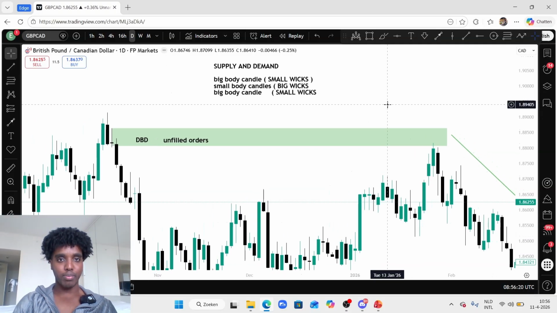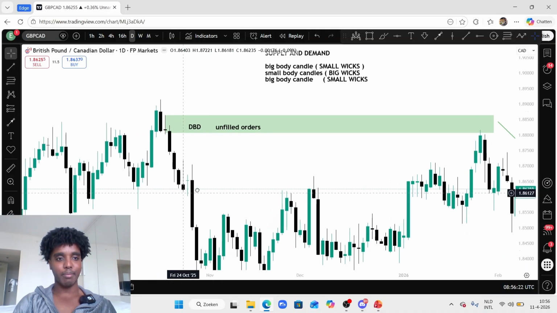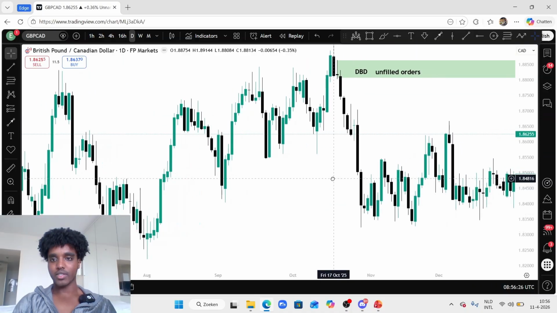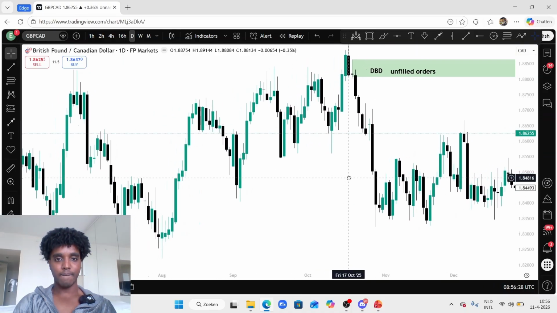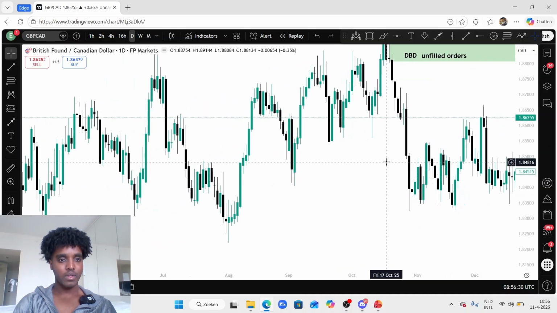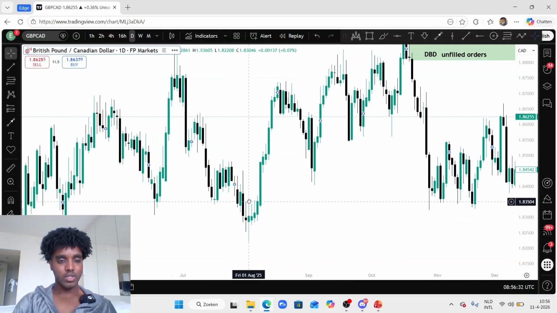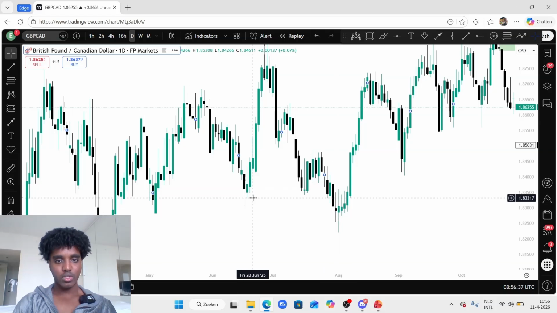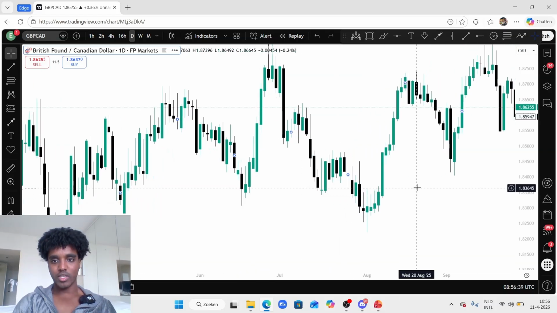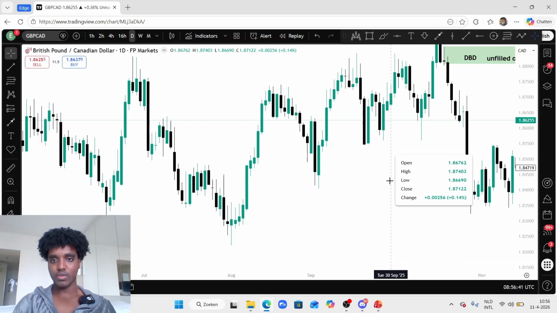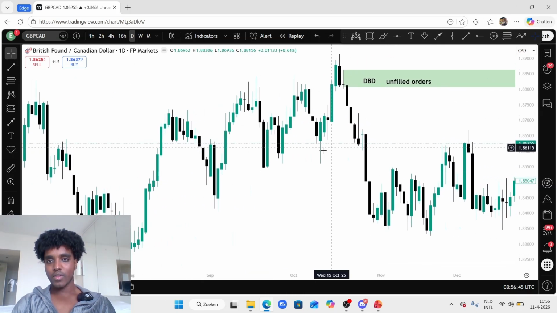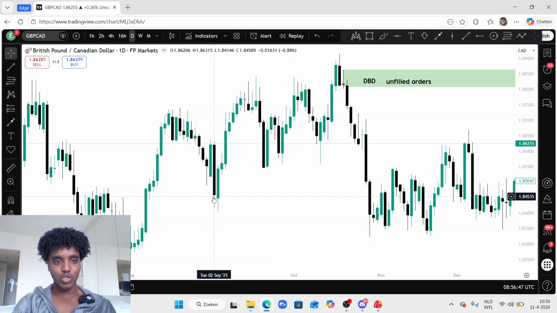Now we have found one supply level, let's look for one demand level, right? Where can we find a demand level? I don't see any demand levels. That's not really a demand level. I found one demand level right here.